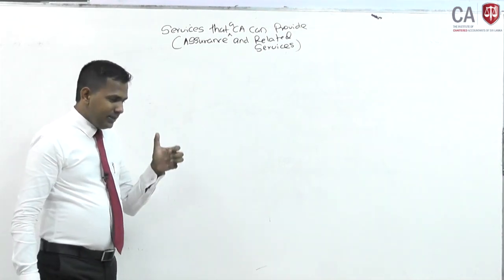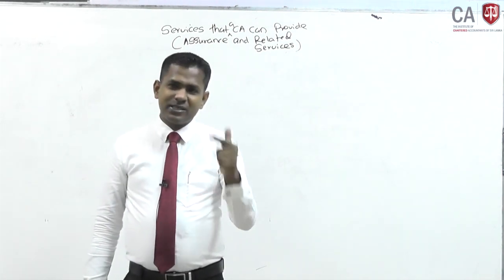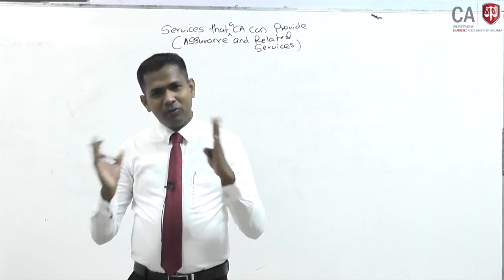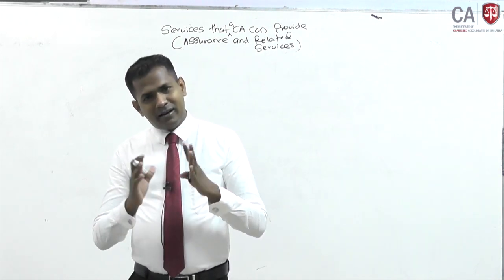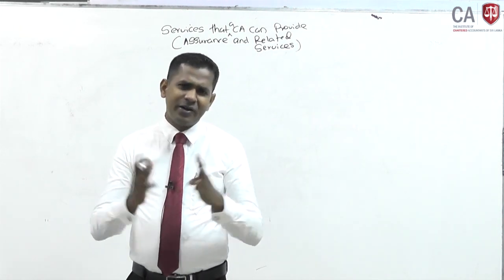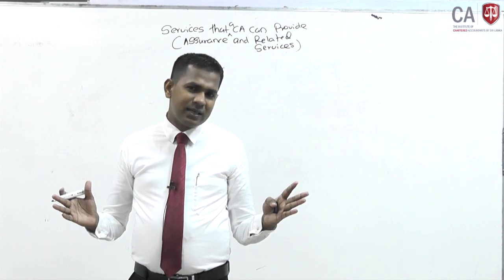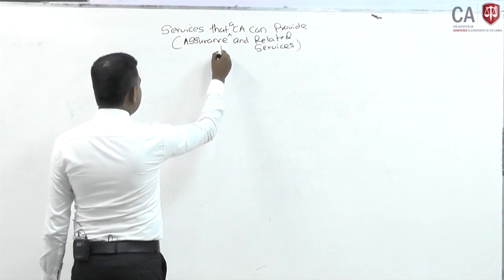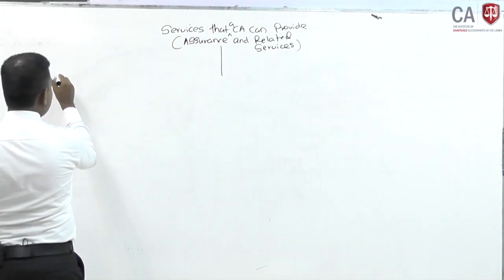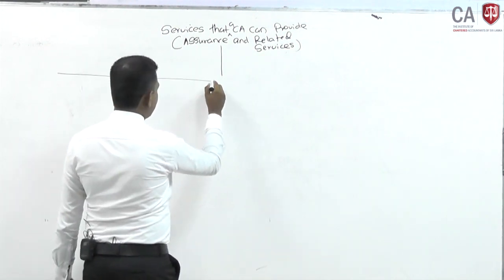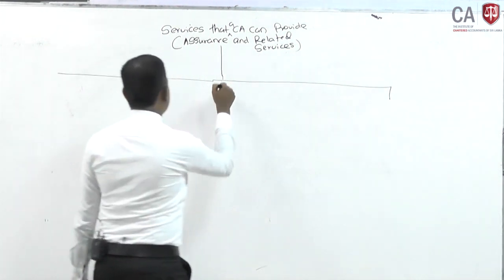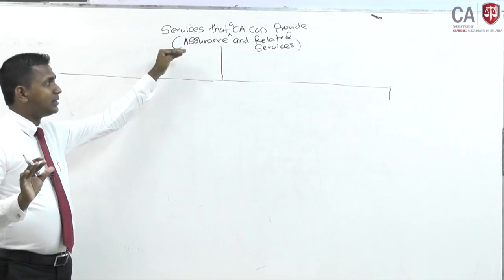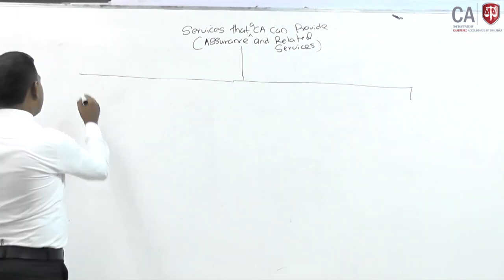So you could see the services that can be provided by a chartered accountant: assurance services, related services, non-assurance services, other services, agreed upon work, compilation, review engagement, audit, assurance engagement, due diligence. There are different terminologies. There are about, I would say, 15 services. So now I'm going to divide these 15 services that a chartered accountant can provide into two. The first step of services that can be provided by a chartered accountant is divided into two.